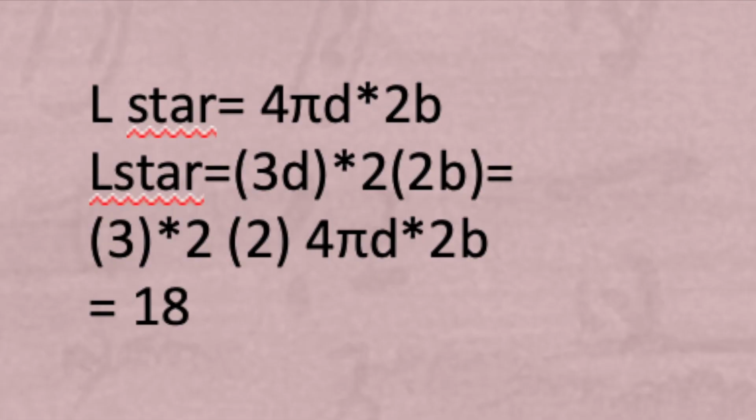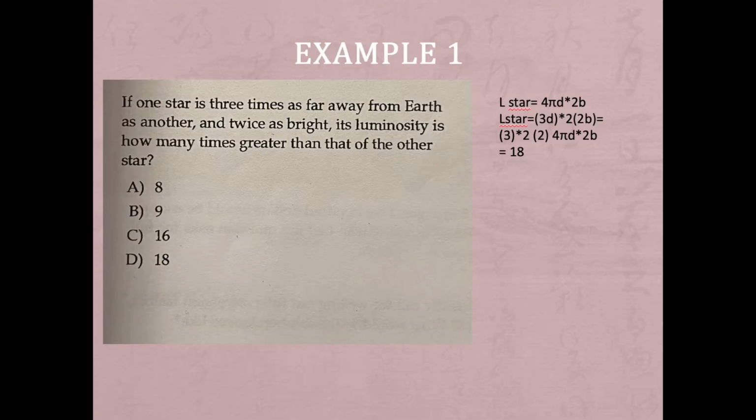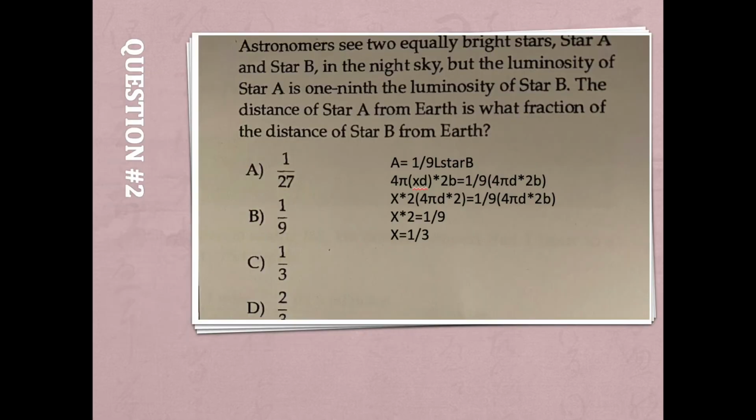After we plug in all these numbers that we just said, we're going to begin simplifying. So we're going to have our 3d squared and then our 2 times B. After we simplify everything, we're just going to have 3 squared times 2 left. 3 squared gives us 9, 9 times 2 gives us 18. Now going through the example, we know our answer is going to be D. Now let's go into our next example.